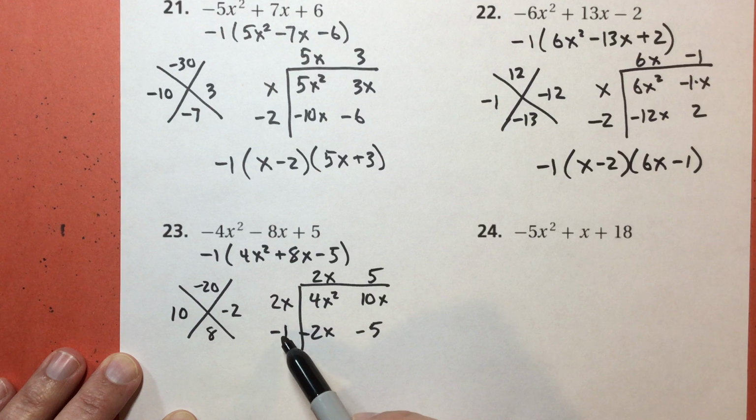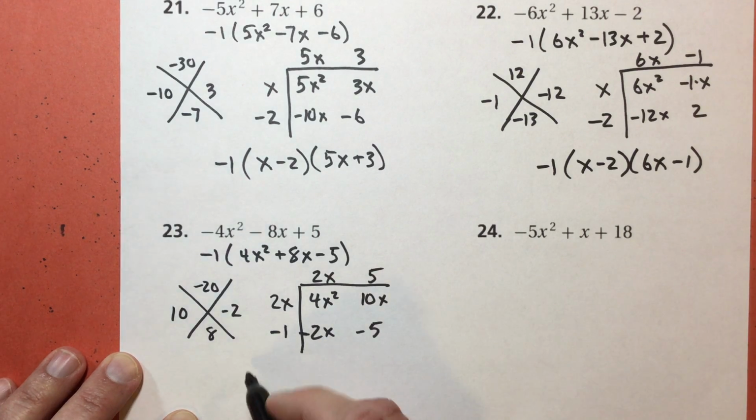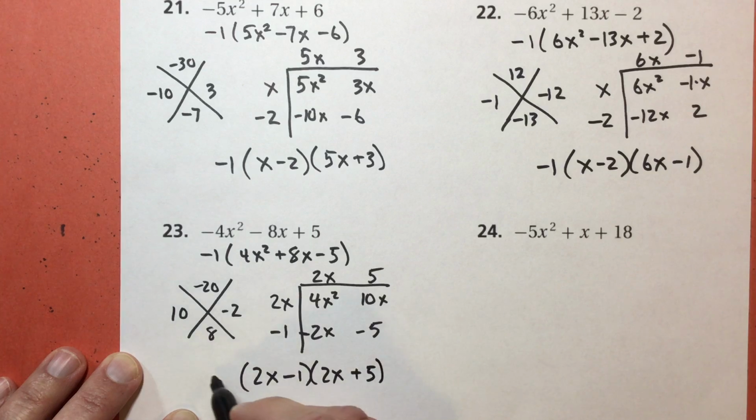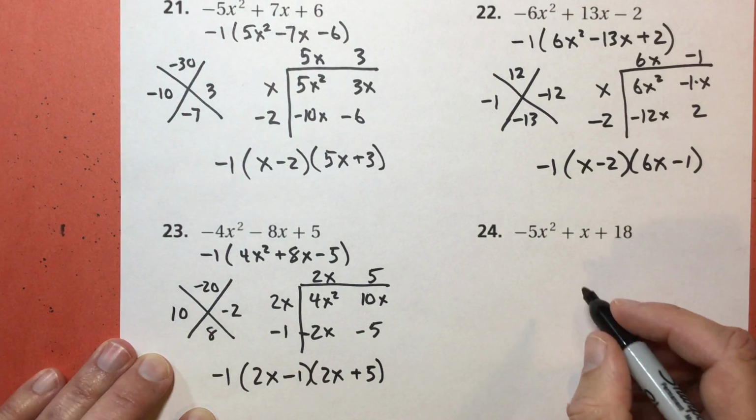Let's check it. Negative 1 times 2x is negative 2x. Negative 1 times 5 is negative 5. So I get 2x subtract 1 times 2x plus 5. And don't forget the negative 1. Finally, problem number 24.